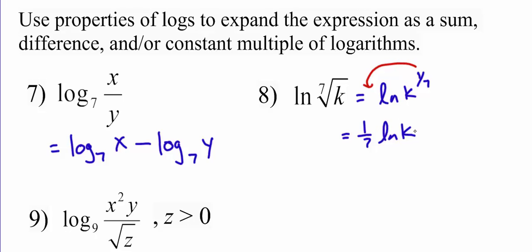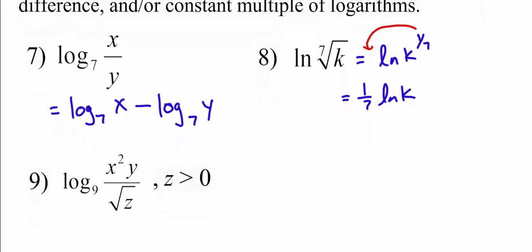Now, this isn't doing a whole lot of work. It's just simply moving the exponent to be a coefficient. I'm doing that because the instructions say to expand, and it says a sum, a difference. Okay, those don't apply. Or a constant multiple of logarithms. Here's our constant multiple. That means we're taking a logarithm times a constant. So we need to get all those exponents out to be coefficients.